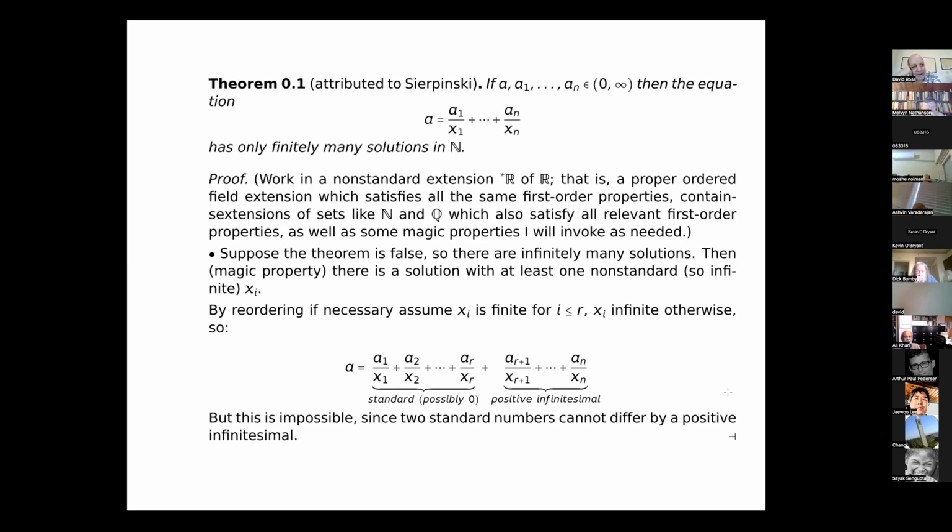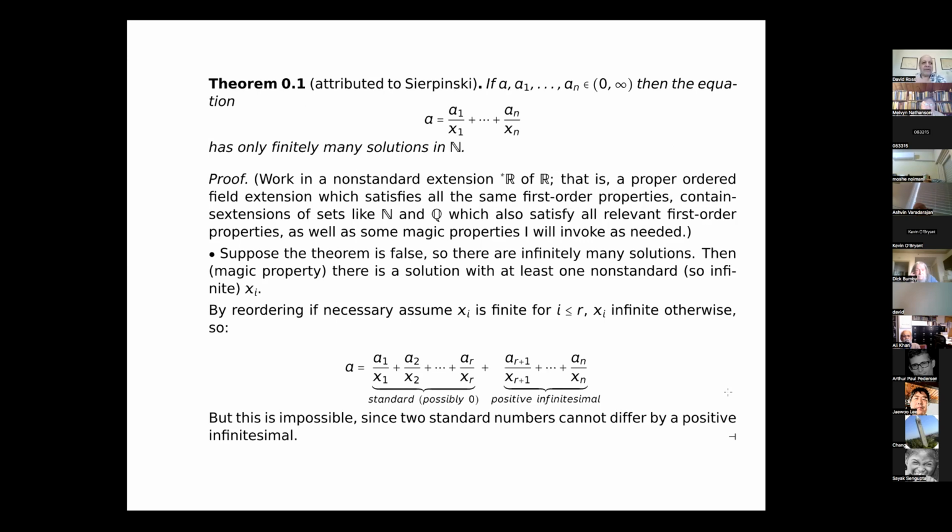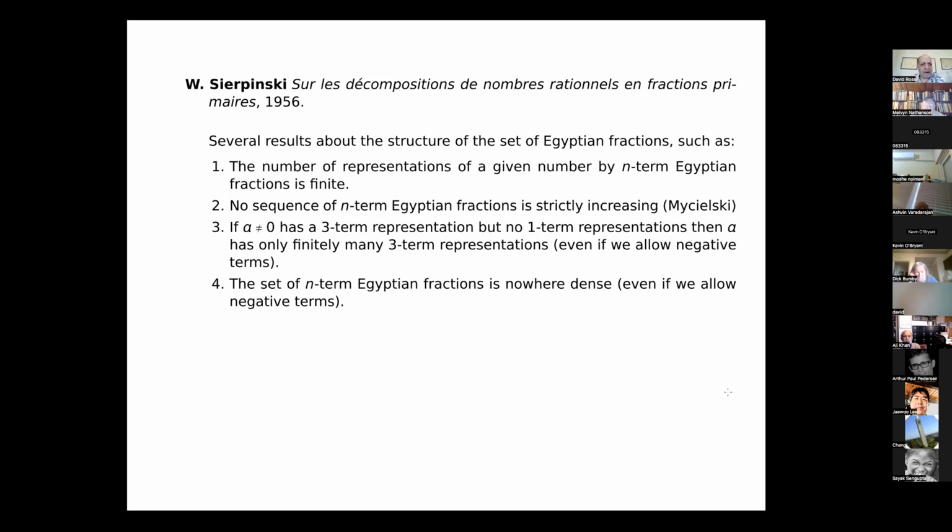And he got interested in the subject and managed to track down the original paper of Sierpinski's, which I had never done. And that original paper is actually quite interesting. It was a 1956 paper, and he's got many results about the structure of the set of Egyptian fractions. But by the way, I write here that this result is attributed to Sierpinski. In this form, I don't think it appears in this paper, but close. And the proof certainly doesn't. But anyway, this paper of Sierpinski's has several results about the structure of the set of Egyptian fractions.